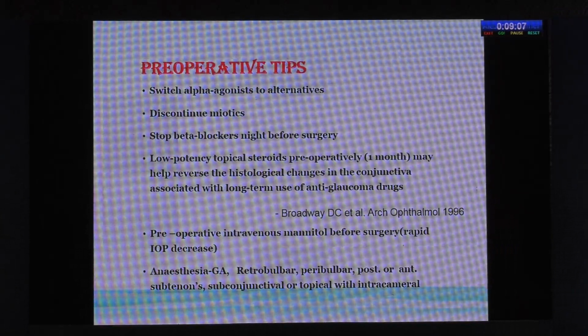So it is important that you should stop alpha agonists, which are known to cause more of a fibrosis of the bleb, discontinue myotics. Beta blockers also, if the patient is on the beta blockers, which is a commonly used drug in our country, you should stop them one night before the surgery.